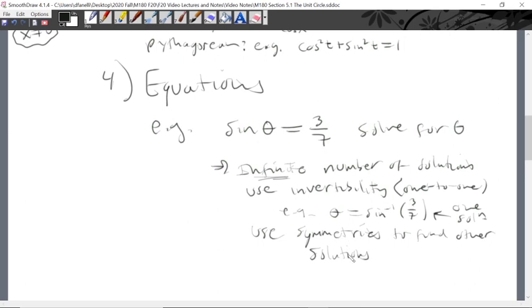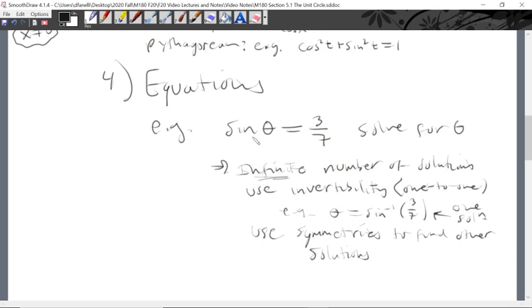So we're going to examine different types of symmetries. One of the types of symmetries is periodic symmetry. That if we were to add a full period of the sine function to the input theta, we're going to get back to 3/7 again. And other types of symmetries that we're going to use, such as reflective symmetries.